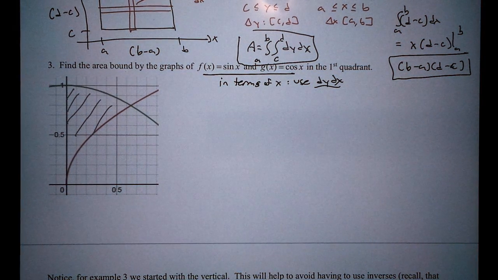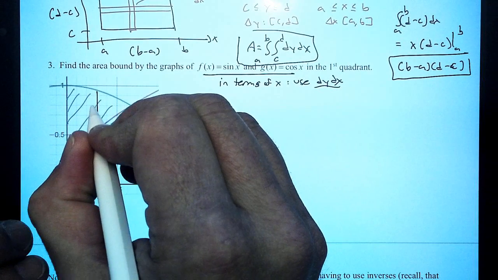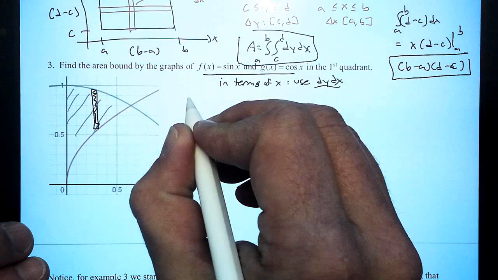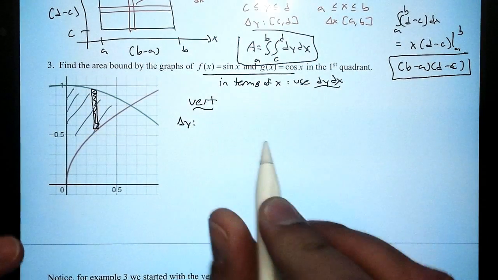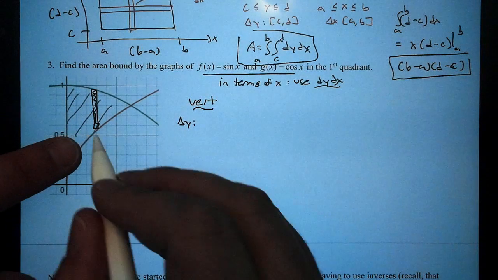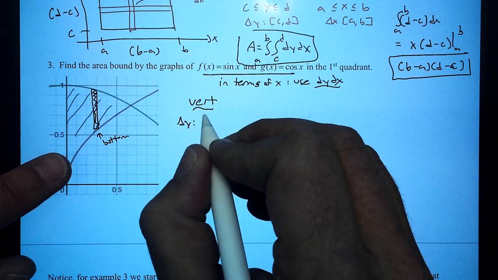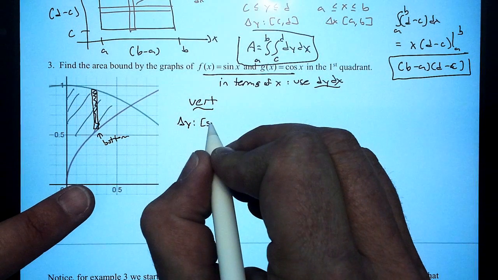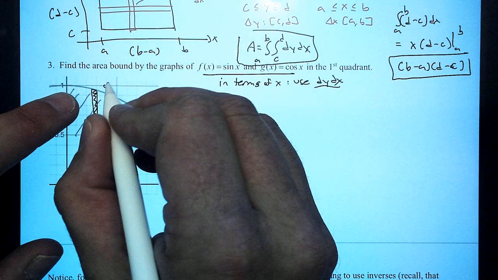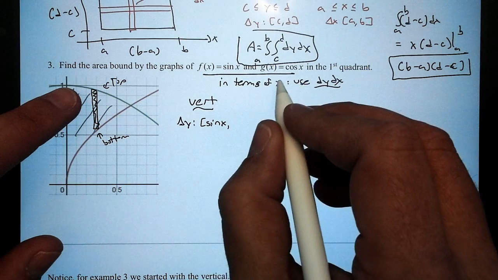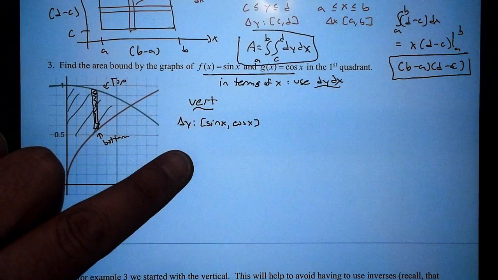Okay, so if we're in terms of x, we are going to use dy dx, which means we're going to look at the vertical part first. If I look at only the vertical rectangle right here, I can get my change in my y values. What's the smallest y value going to be? This is the bottom of my rectangle, and the bottom there is from the sine curve. The top function is going to be our cosine curve. So I have my change in my y values.